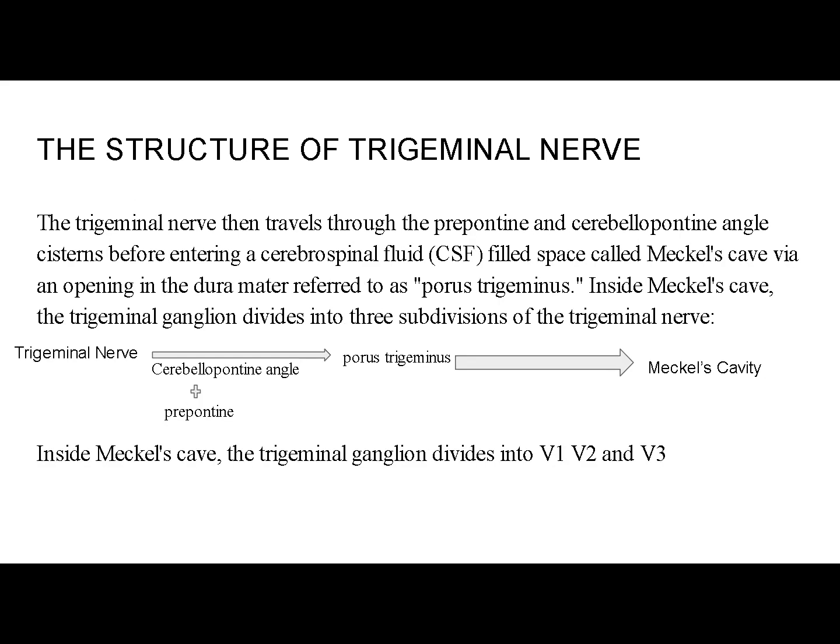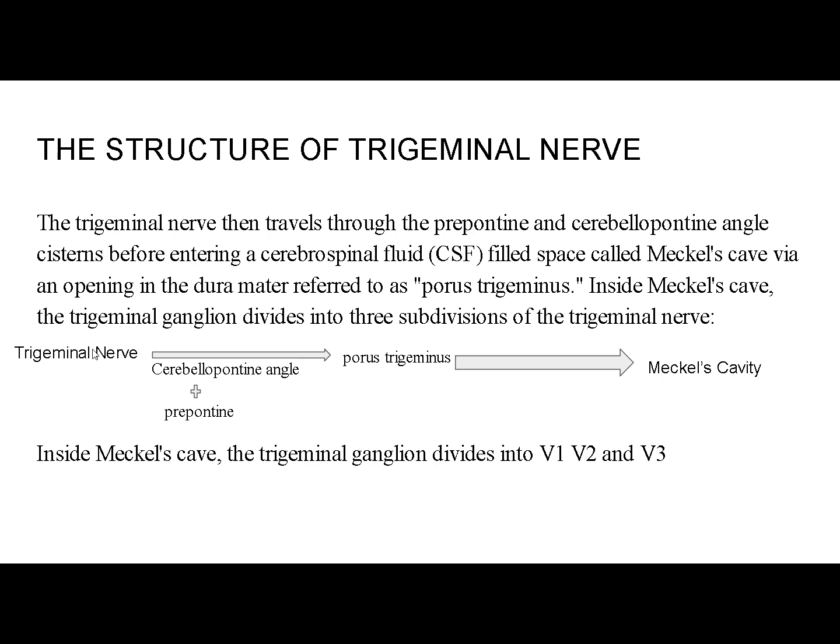The trigeminal nerve then travels through the peripontine and cerebellopontine angle cisterns before entering a cerebrospinal fluid filled space called Meckel's cave via an opening in the dura mater referred to as porus trigeminus. Inside Meckel's cave, the trigeminal ganglion divides into three subdivisions, which are V1, V2 and V3.